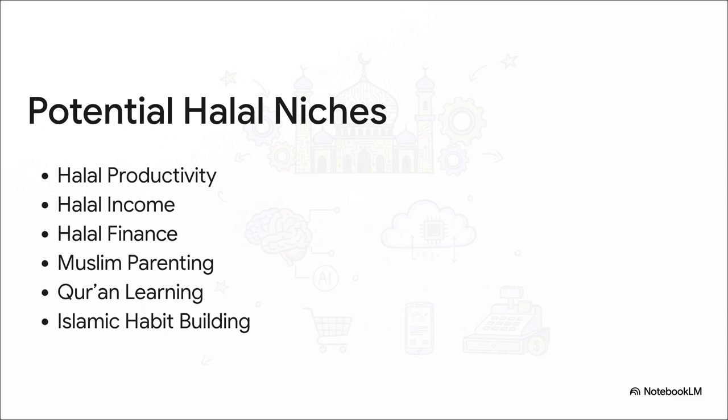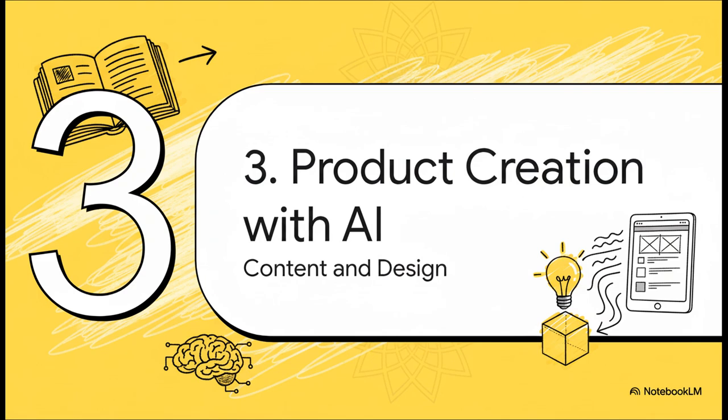Now, for this explainer, we're going to use the Halal Productivity Guide as our running example. But just keep in mind, this system is flexible and can work for any halal topic you're passionate about. So, the big question is, how do you actually create one of these products? Well, it really boils down to just 2 main components.